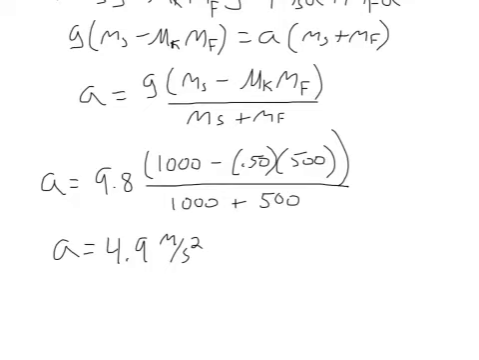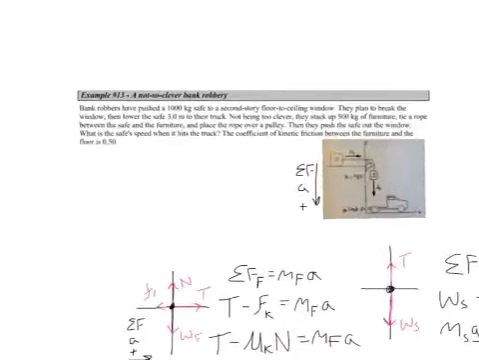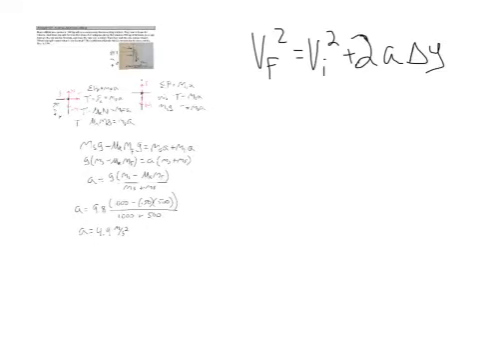Okay, so that's our acceleration of this thing, but remember what the problem is asking for all the way back here: what is the speed when it hits the truck. So using that acceleration, we should be able to figure out our speed using kinematics. The kinematics equation we want to use will be the third one here, Vf squared equals Vi squared plus 2a delta y. Now we have to think about this at this point.